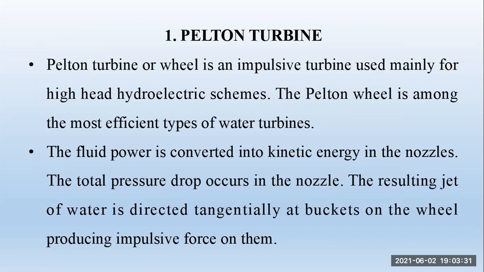The Pelton turbine or wheel is an impulse turbine used mainly for high head hydroelectric schemes. The Pelton wheel is among the most efficient types of water turbine. The fluid power is converted into kinetic energy in the nozzle. The total pressure drop occurs in the nozzle.